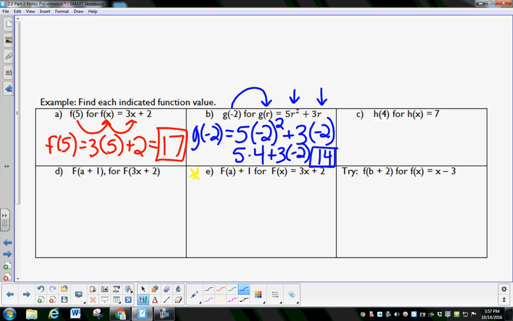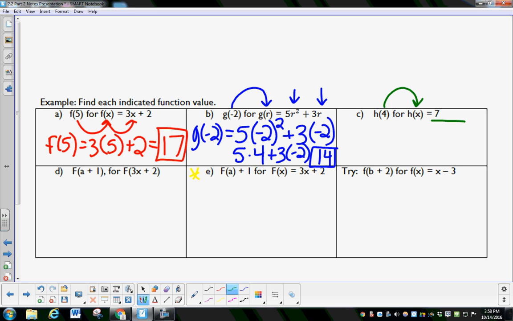This next one's a little weird. Letter C is weird because it says h of 4 for when h of x is 7. So we're going to put a 4 where we see x. The only thing is, in your actual function over here, there's no x in it. It's just 7.